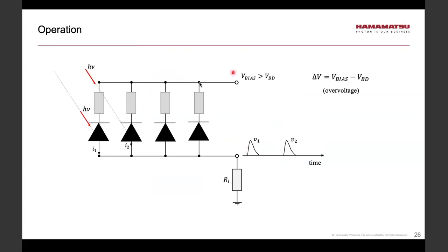Please note that for this device to operate, the bias voltage has to be greater than the breakdown voltage. That difference between the bias voltage and breakdown voltage is known as overvoltage, which is typically 3, 4, 5 volts for the device. The overvoltage is probably the most important parameter which affects almost all aspects of the operation, and typically it should not be varied. The manufacturer is going to recommend a given overvoltage for the device.